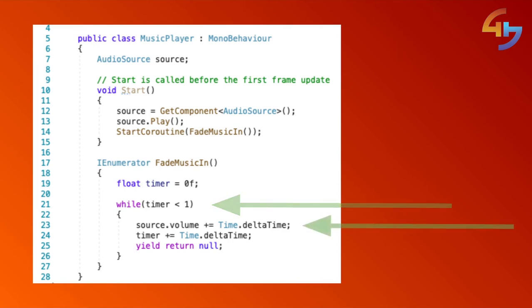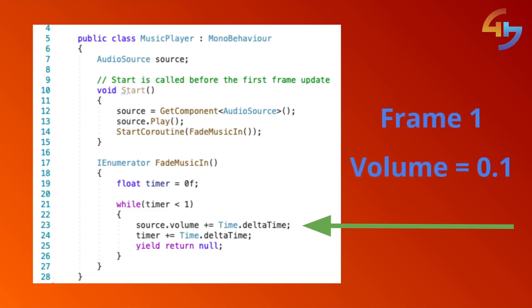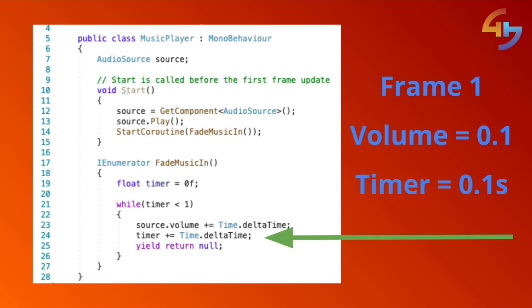So the first thing it does is increase our volume by the amount of time difference between the last frame and this one, thanks to time.deltaTime. Now this is still the first frame of our game, so time.deltaTime will give us the time between the game first starting and the first frame fully rendering. Let's say that that number is 0.1. This means that we're on frame 1 and our volume is at 0.1. Next, we increase our timer by the same amount of time that has passed, which again is 0.1.